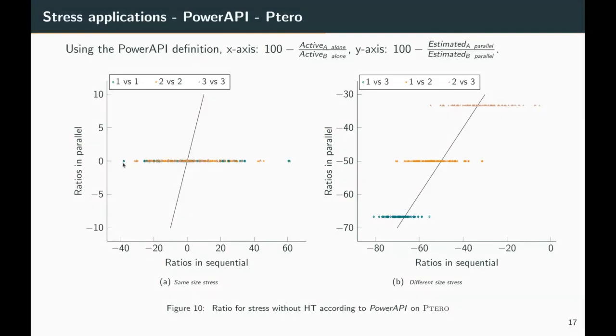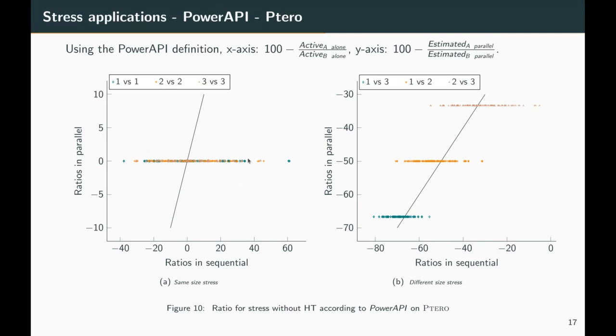So when we run the application alone, we can see the differences in energy consumption. But when we run both applications at the same time, we can't see the differences in energy consumption anymore. It's all on 0. That's interesting. And when we take the second graph and the first graph, all applications at the same size.